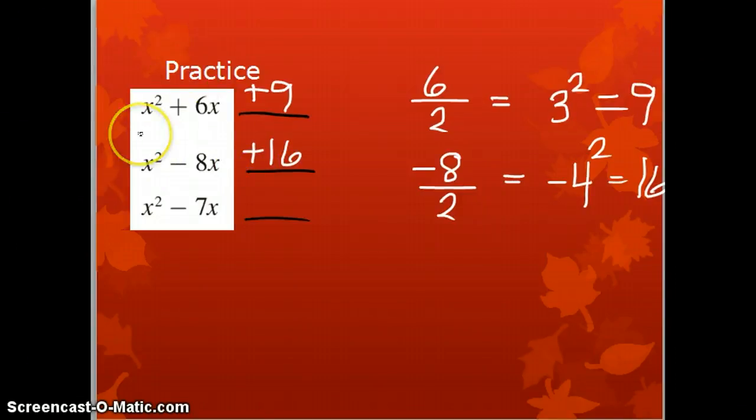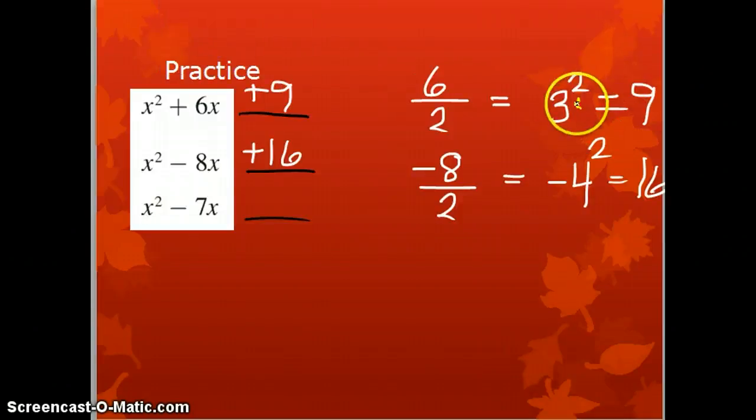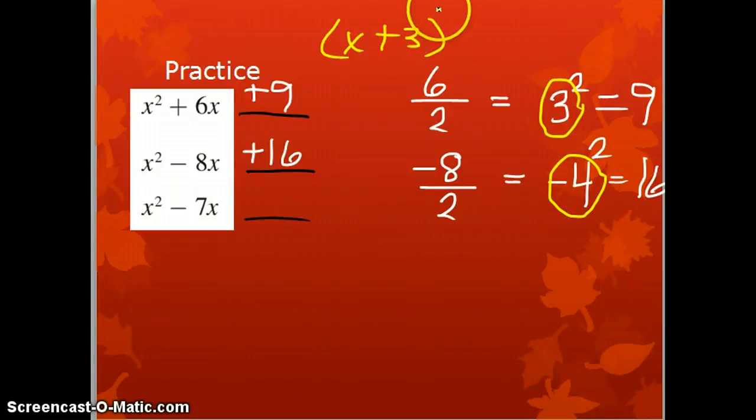Think about it. 4 times 4 gives me 16. 4 plus 4 gives me 8. So we're just looking for that number. The number that's going to complete the square, the number that we have here and here, this is the number that if I made it into a parenthesis, that's what I would be factoring. That's how I find that number.